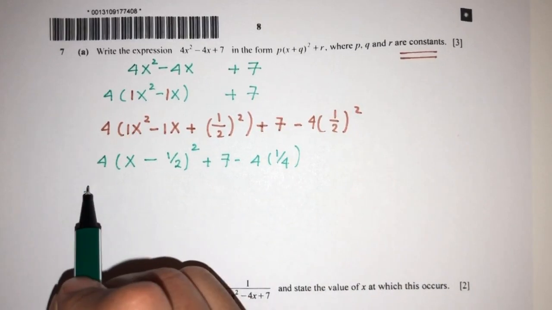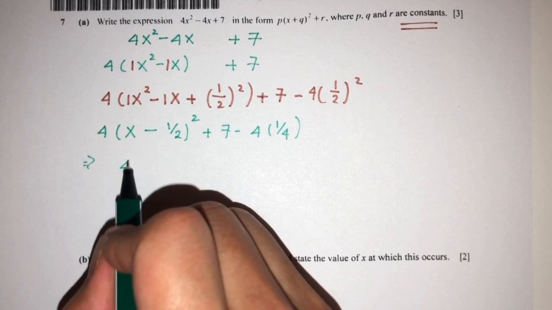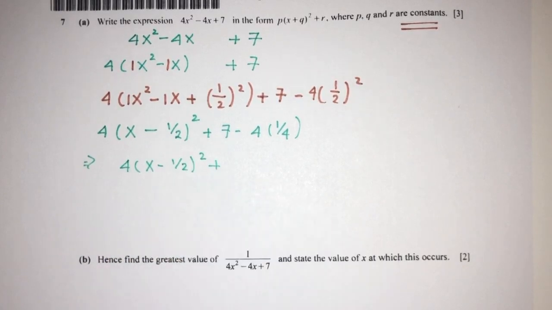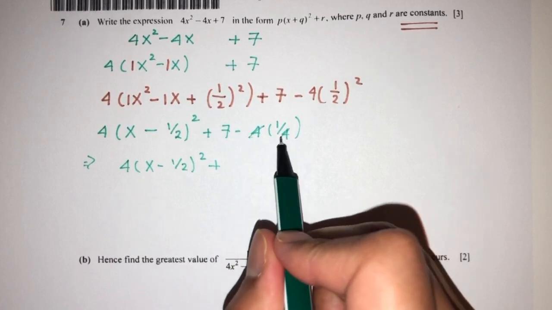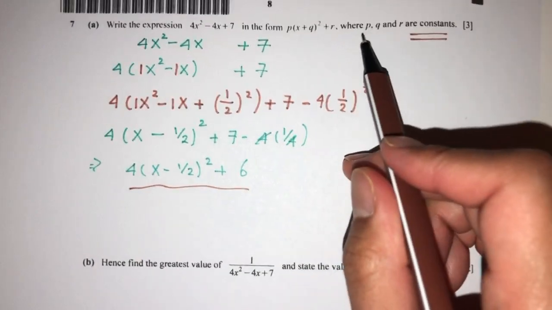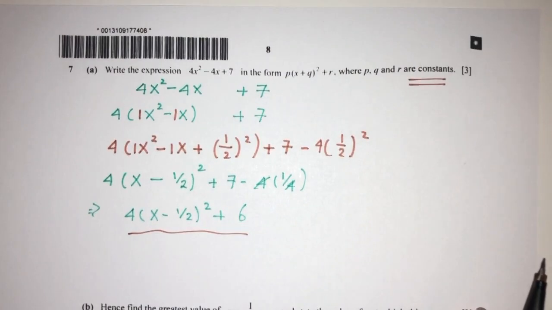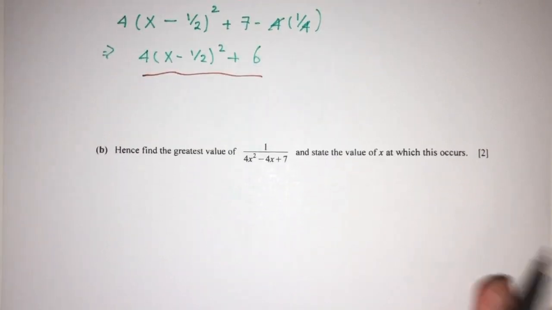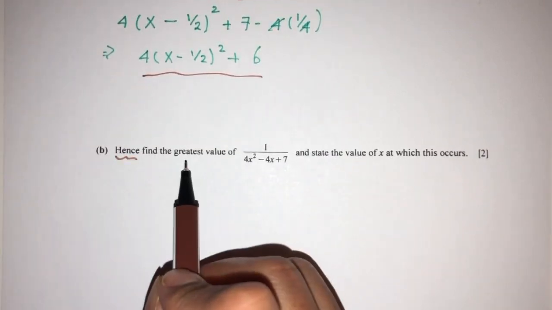And finally, that will give you what? 4 here, x minus half squared, plus 7 minus 1, so this is 1, right? That will be 6. So this is the same thing as this, where these P and Q are constants. Now, following this, we have to, hence, find the biggest value of this.